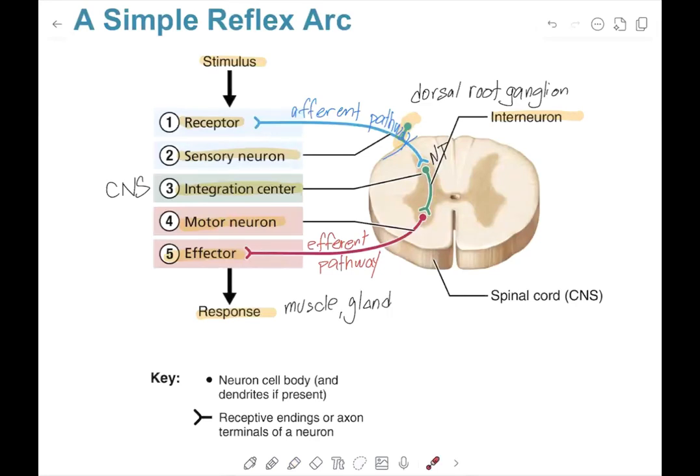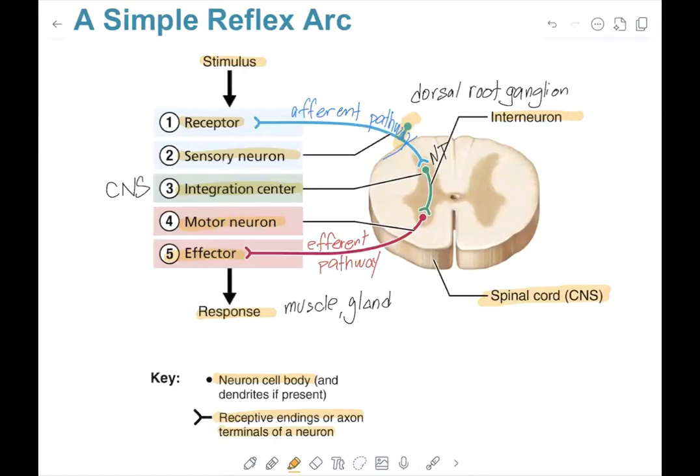So in chapter 9, you looked at this pathway, but it was for the voluntary or the somatic nervous system. And acetylcholine is what activated or excited the skeletal muscles. So again, the little dots represent the neuron cell bodies, and what looks like a Y represents the receptive endings or the axon terminal of a neuron. And again, this is within the spinal cord, which remember is at the central nervous system.